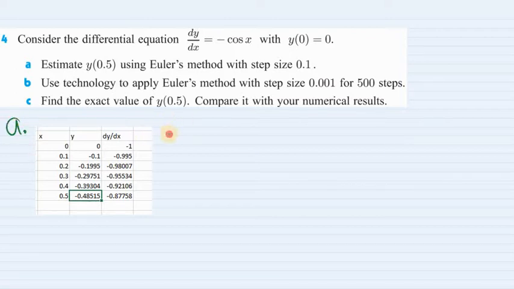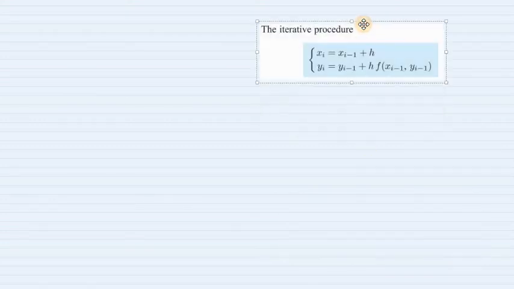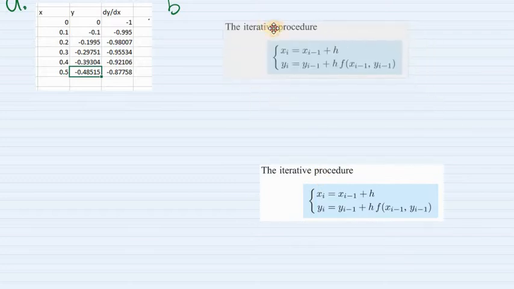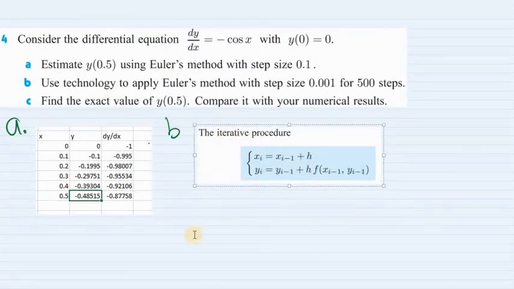So for B, we have to use technology to apply the Euler method with step size 0.001 for 500 steps using a calculator. Yeah, we need to use a calculator for this. For the calculator, we use this procedure. Let me drag it up. Later we have to transfer this to our calculator. Okay, this is very step by step.